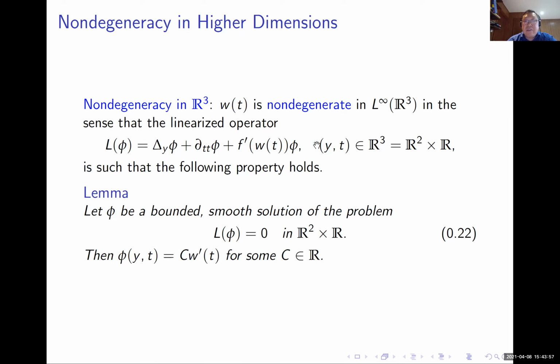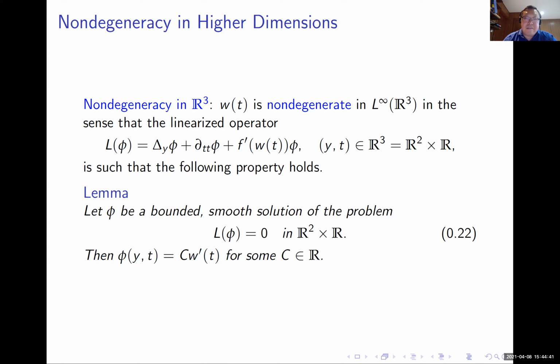And let's look at the linear operator. You just simply add more directions, which gives a Laplace operator. What we want to prove is that for this new linear operator, with more Laplace terms, the same thing holds. The only kernel is W prime, a constant times W prime. This is the only bounded solution. This is what we're going to prove, and after this, I will stop here today.